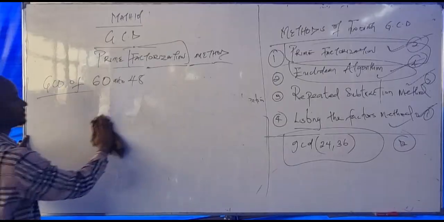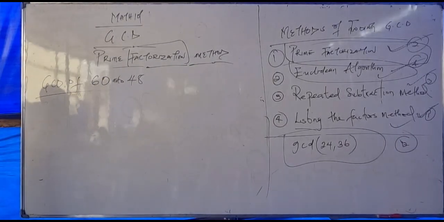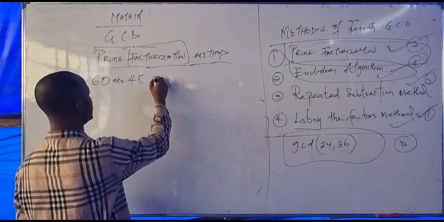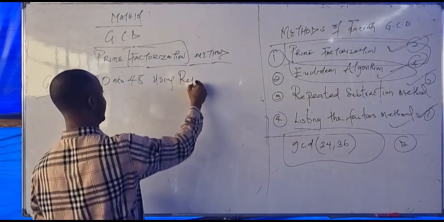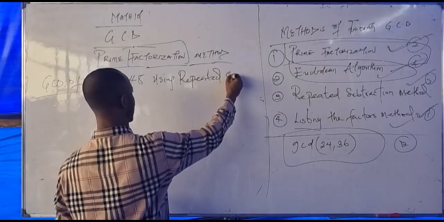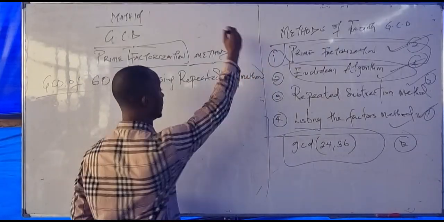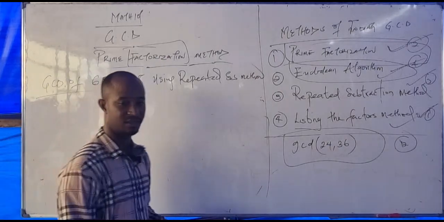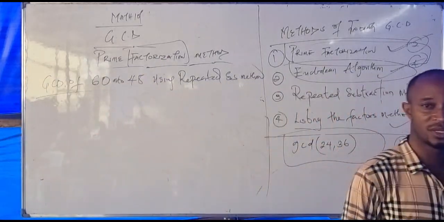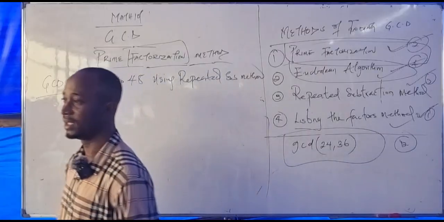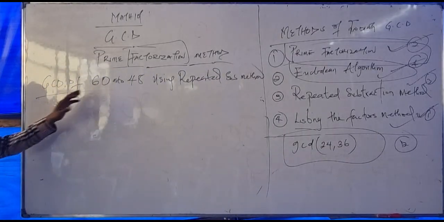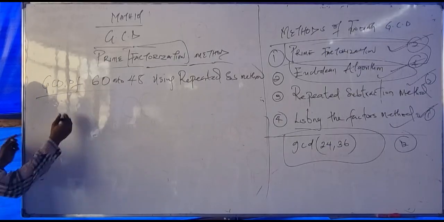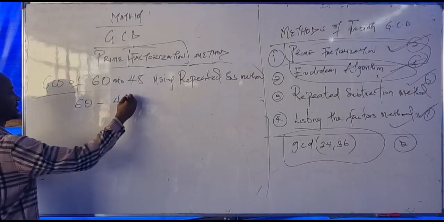Let's find the GCD of 60 and 48 using the repeated subtraction method. Very simple. What is the principle I gave you in the notes? You subtract the smaller from the larger, repeatedly. Between 60 and 48, which is larger? 60 is larger, right? So I'm going to have 60 minus 48, right?